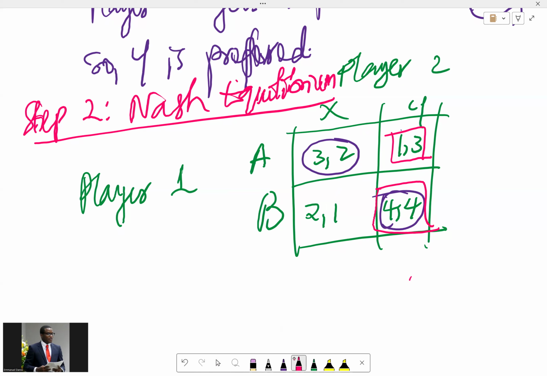So anywhere the initial purple color and the red circle coincide, that is your Nash equilibrium. I think that's a very nice way to put it.